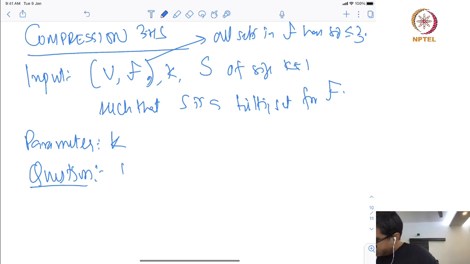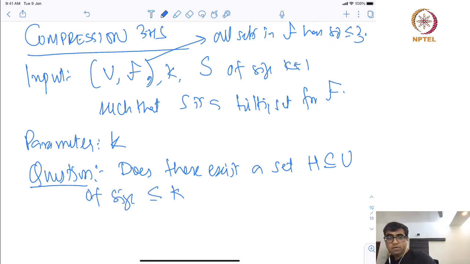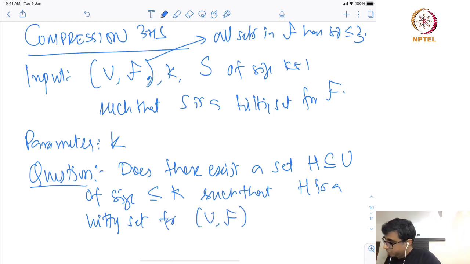The parameter is k, and the question is: does there exist a set H subset of U of size at most k such that H is a hitting set for U comma F? This is the compression 3-hitting set problem.